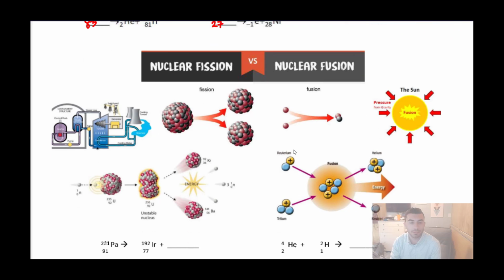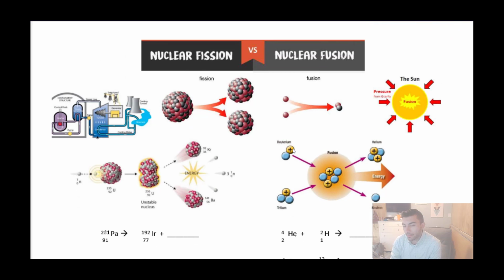The last thing that we looked at in this chapter was nuclear fission and fusion. Fission and fusion, we should know the differences between those two types of nuclear reactions. Fission is where we have a nucleus that's splitting into 2 lighter, smaller nuclei, where fusion is where we have 2 lighter nuclei fusing or coming together to form 1 heavier nucleus.